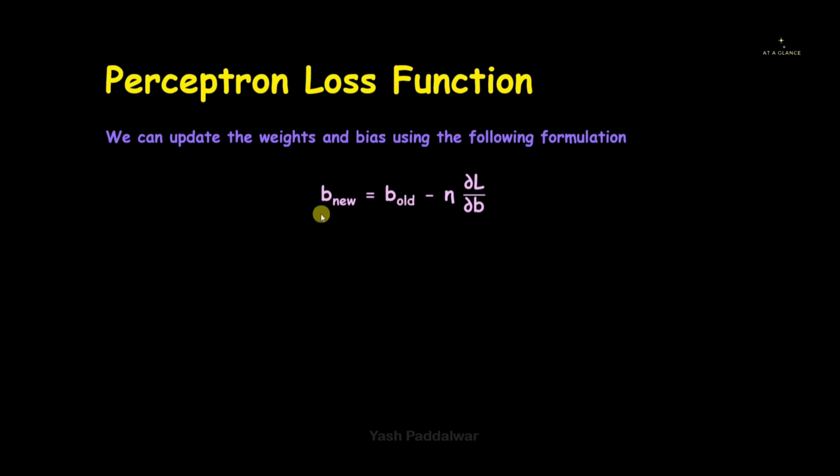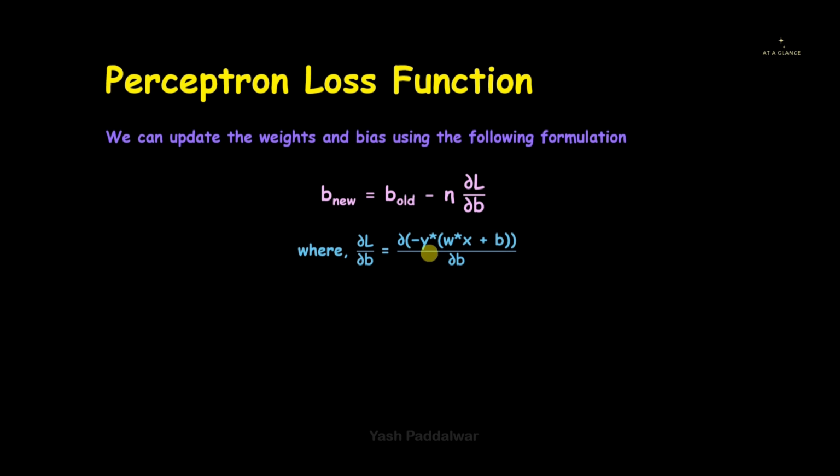What about bias? So for updating bias, we have this particular formula, b new equals b old minus eta multiplied by, this time, the partial derivative with respect to the variable b. The value of the loss expression is the same. You can see it is minus y multiplied by wx plus b. Here now we will be differentiating this particular expression with the variable b.